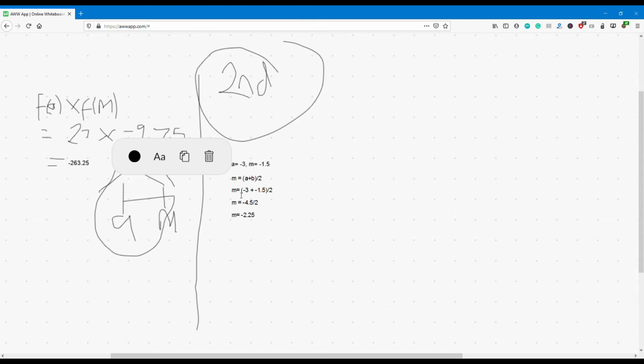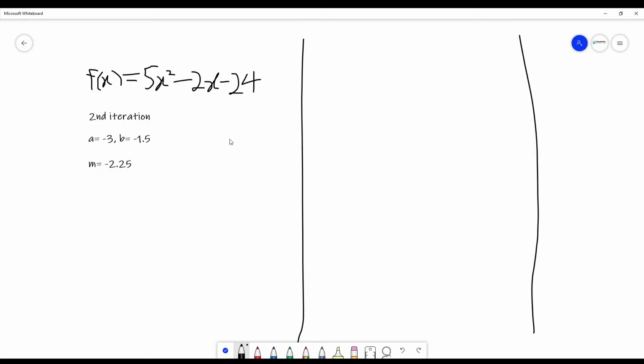So that means in this second iteration, your m now is minus 2.25. So you have nothing to worry about. The next thing you're going to do is to find f of m for this second iteration. So we are in the second iteration of this problem. We have a, we have b, we have m equal to minus 2.25. So I think we are good to go. So next thing we have to do is to find f of m. All right, so let's calculate f of m now. I need notes.